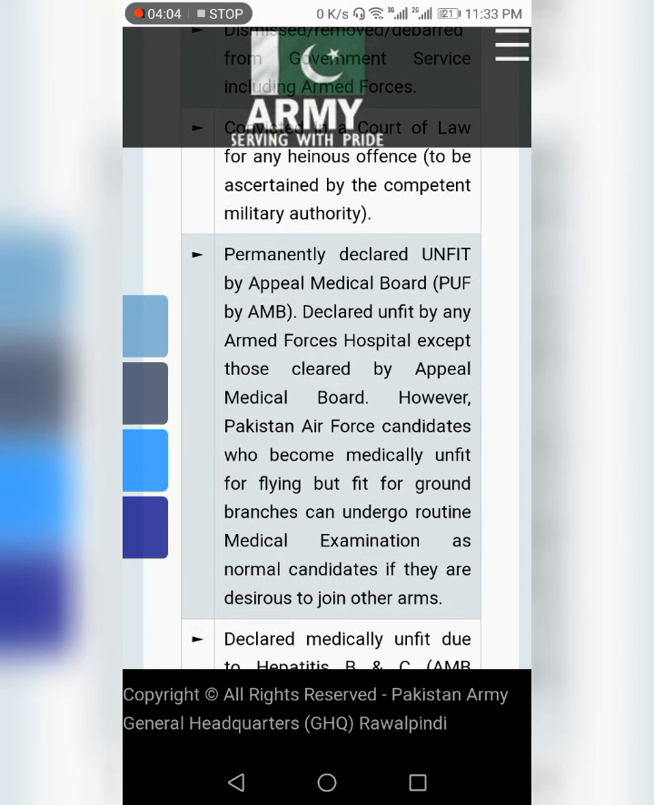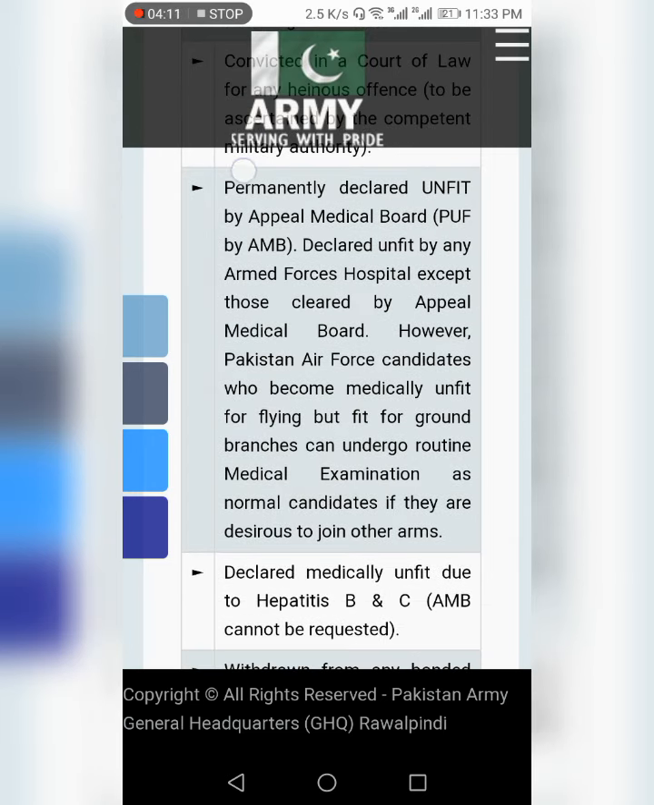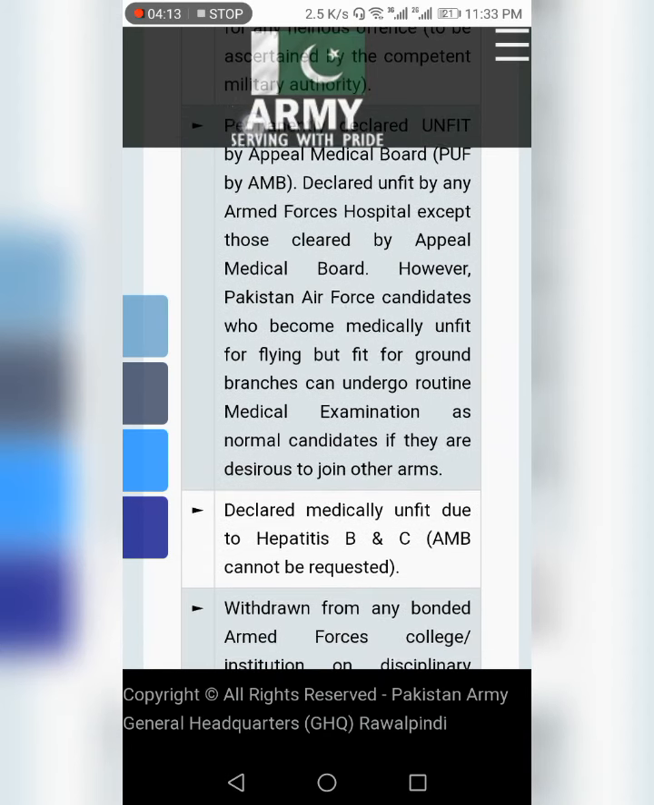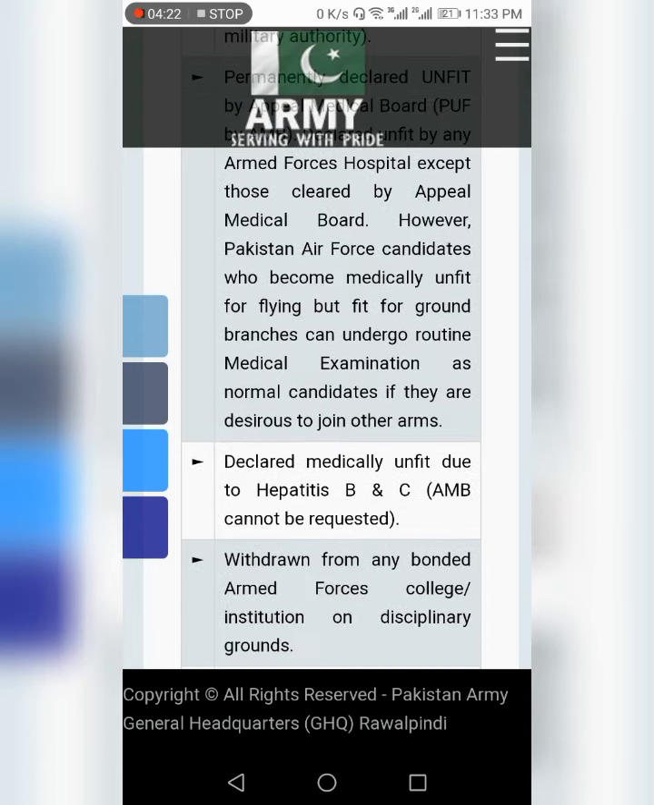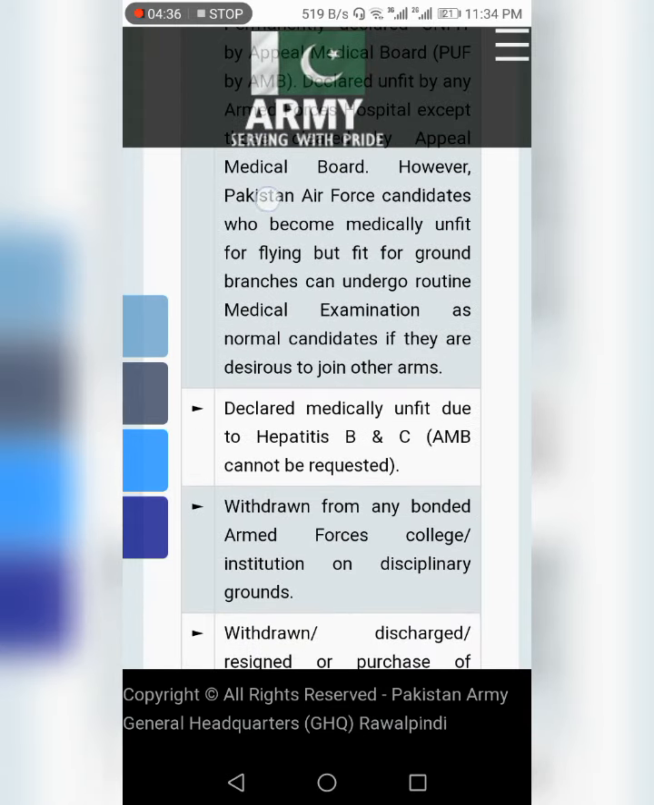However, Pakistan Air Force candidates who became medically unfit for flying but are fit for ground branches can undergo routine medical examination as normal candidates if they are desirous to join other arms. The next point: declared medically unfit due to hepatitis B and C. If a candidate has hepatitis B or C and is declared unfit, he is not eligible for this course.